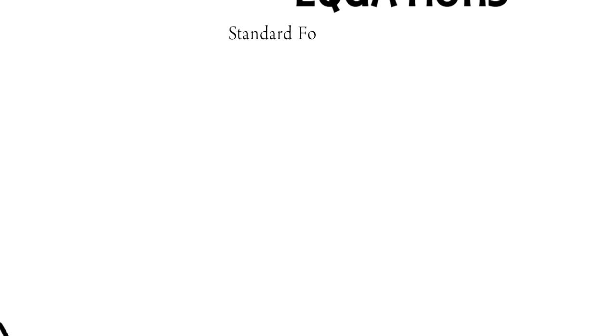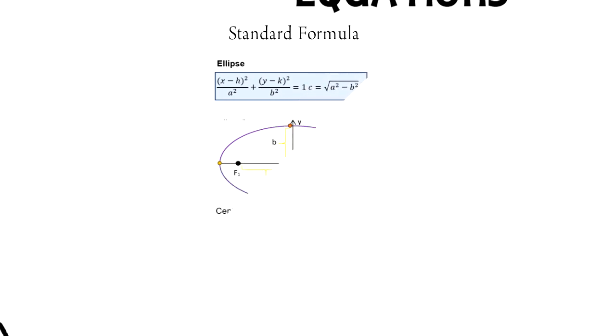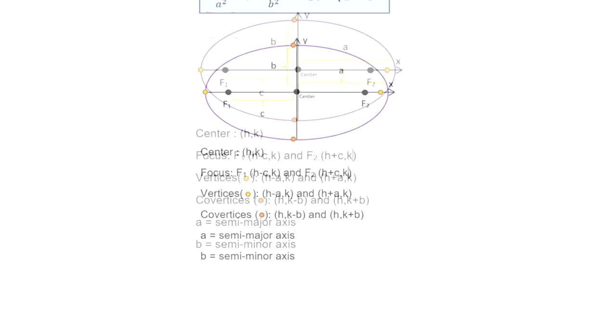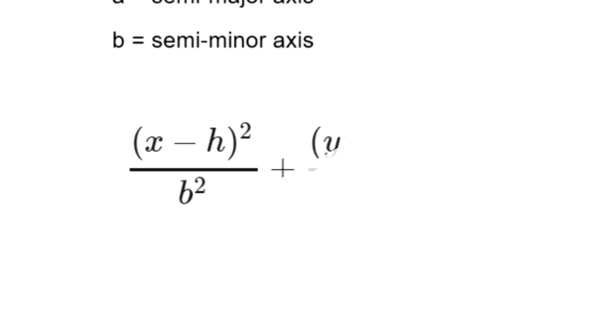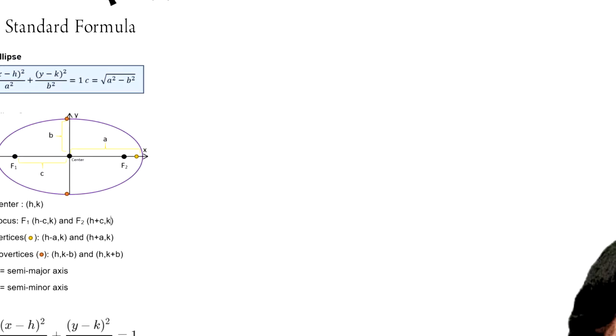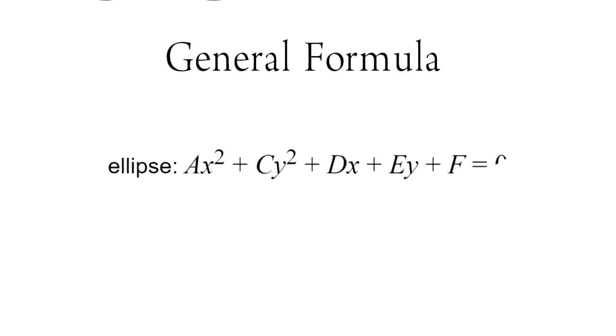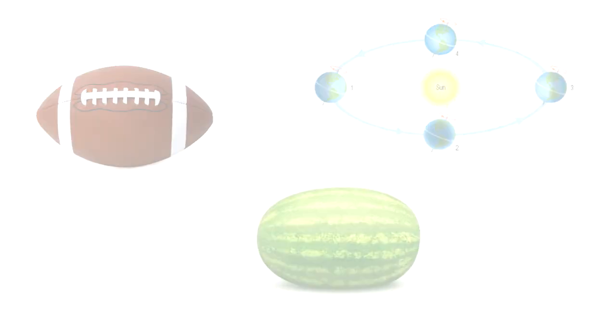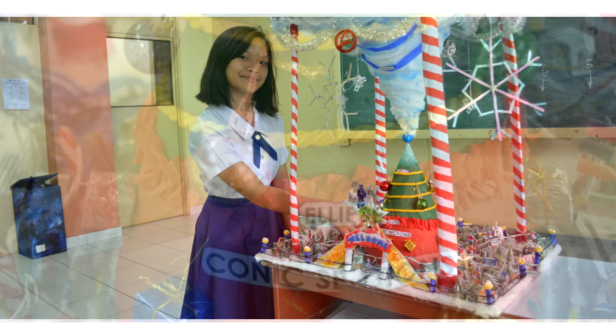The standard formula for the horizontal axis is x minus h squared over a squared plus y minus k squared over b squared equals 1. And for the vertical axis, x minus h squared over b squared plus y minus k squared over a squared equals 1. The general formula of an ellipse is ax squared plus cy squared plus dx plus ey plus f equals 0. Here are examples of an ellipse. Plotting it out on our double napped cone, this is the ellipse.